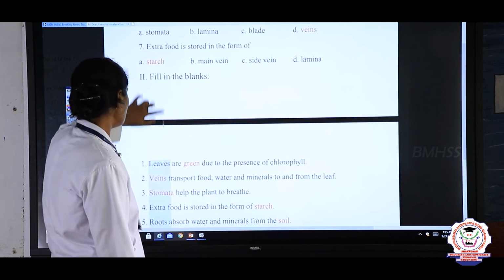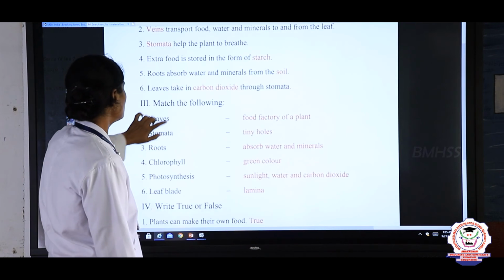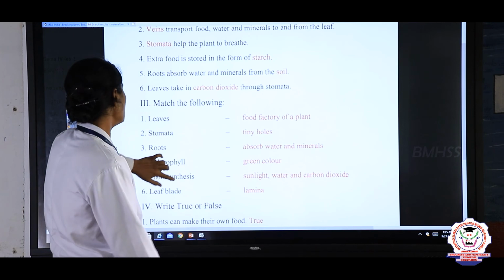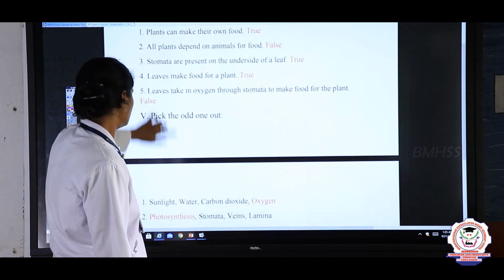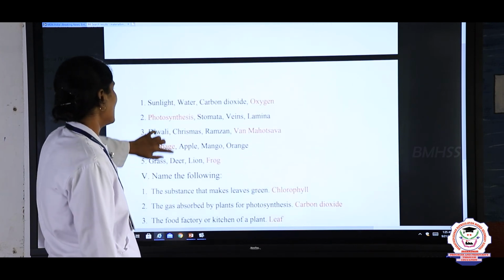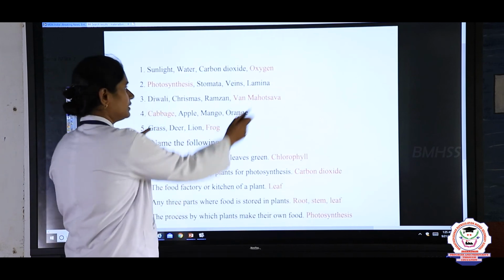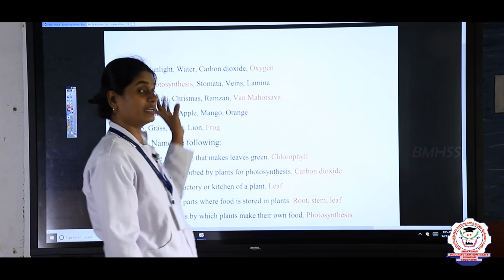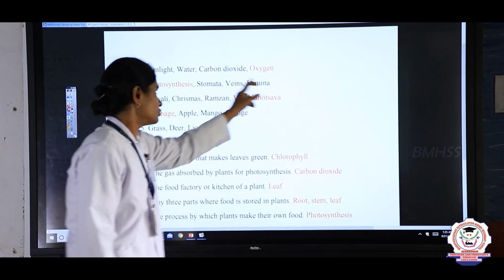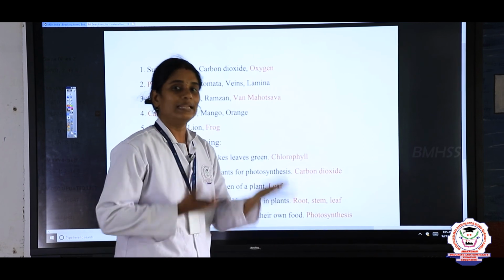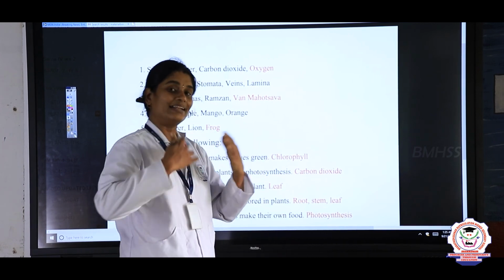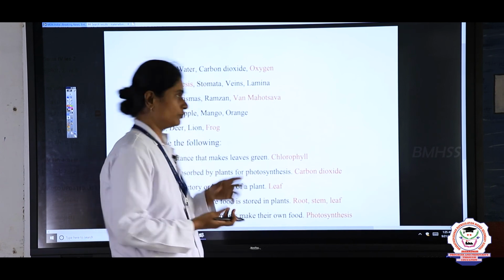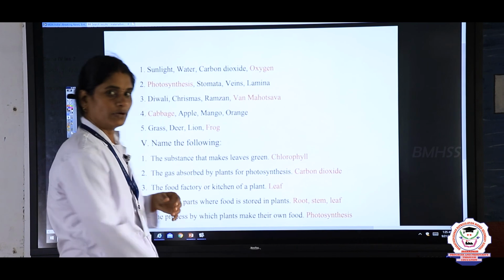And then you have fill in the blanks. Here also we have asked one extra creative question. Then match the following, true or false, and pick the odd one. You have to find out which is the odd one. For example, sunlight, water, carbon dioxide. Which is the odd one? Yes, of course, oxygen, because the plants do not need oxygen. They take up the carbon dioxide and leave out the oxygen, right. Oxygen is not necessary to prepare the food. That is why oxygen is the odd one, right.